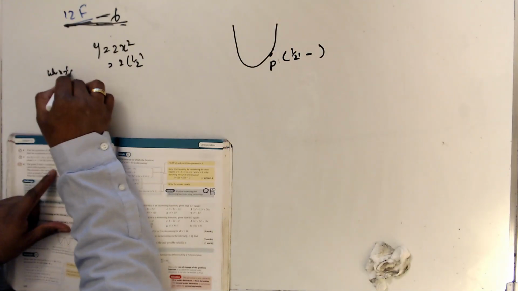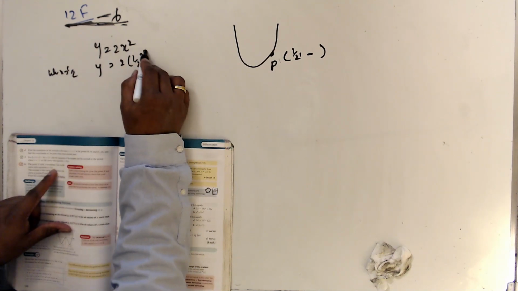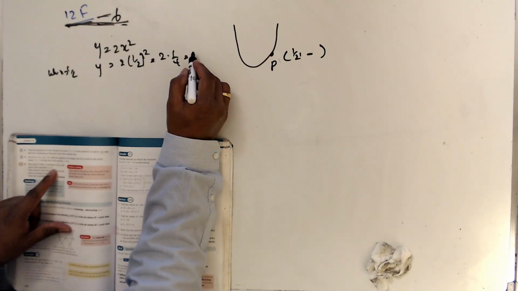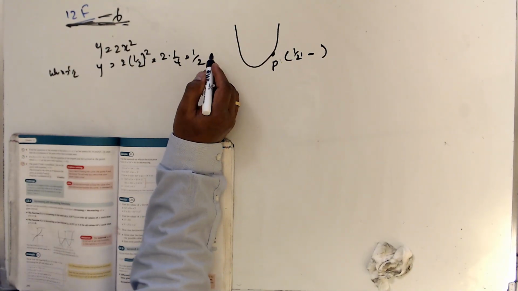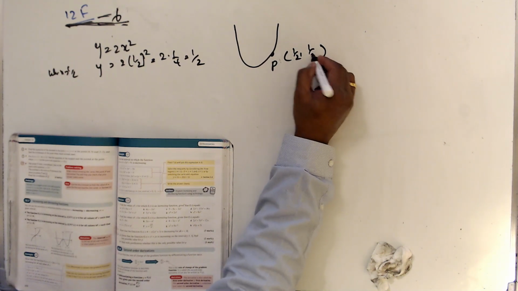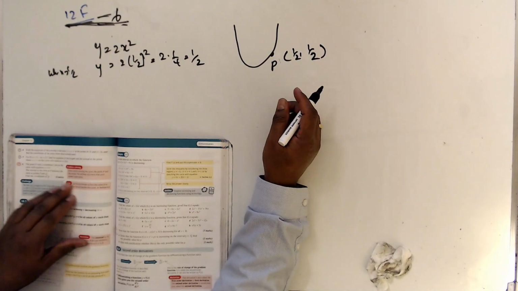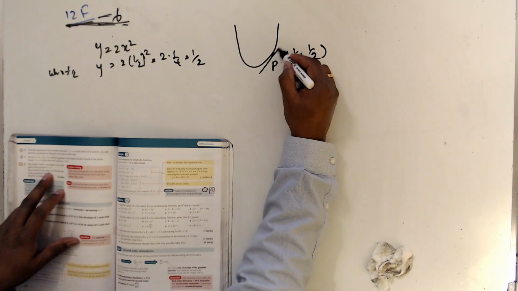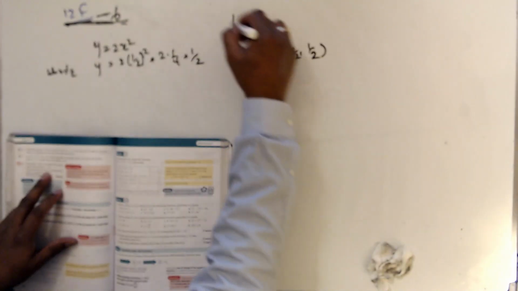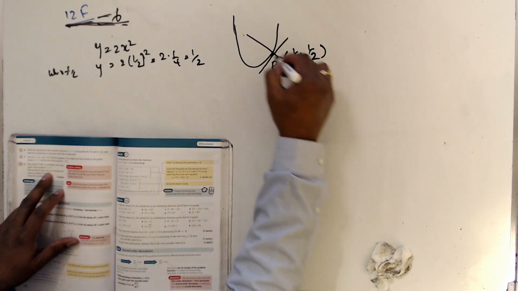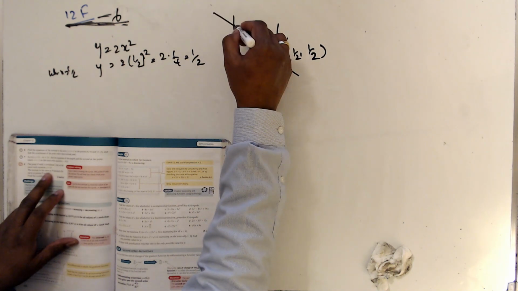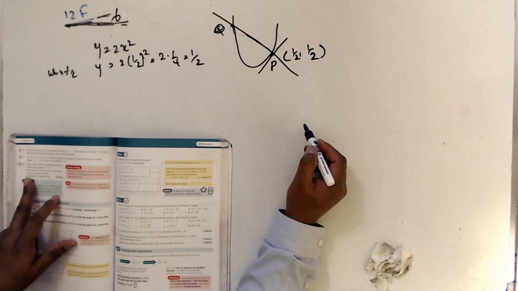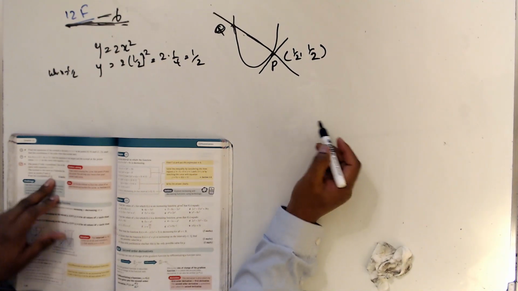When x equals half, y equals 2 times half squared, so 2 times 1 over 4. Again, it is going to be, unfortunately, half. So y is also half. Now, this is the tangent at this point, and this is the normal at this point. And the normal meets the curve again at Q. Now we want to find the coordinates of Q.